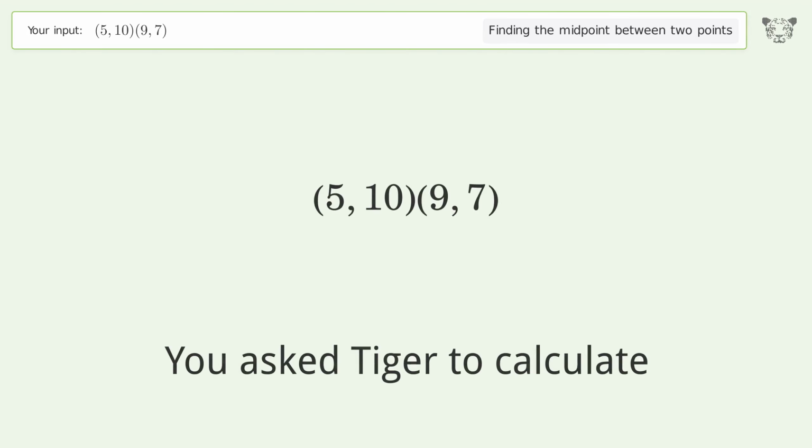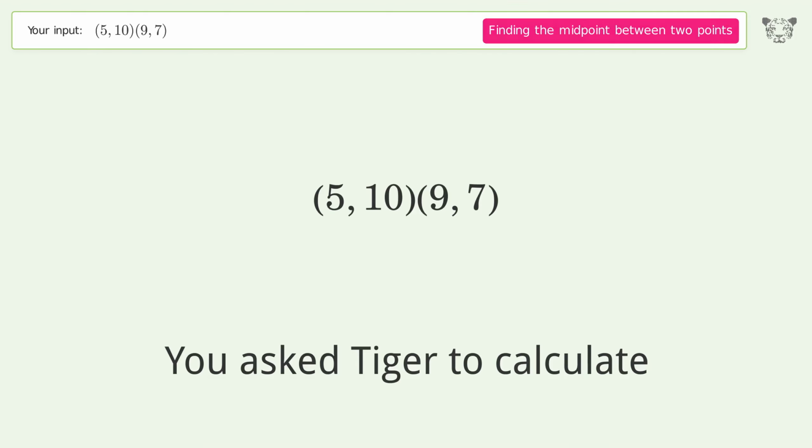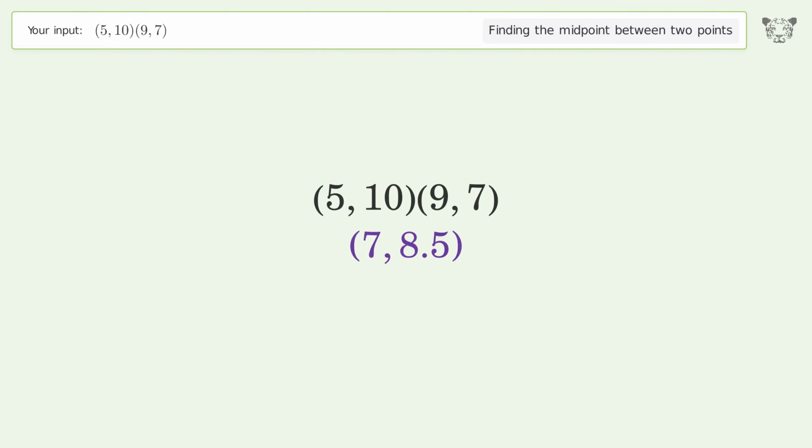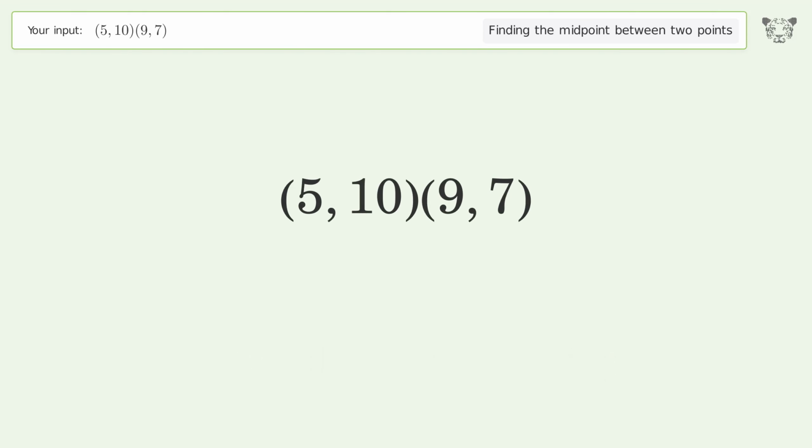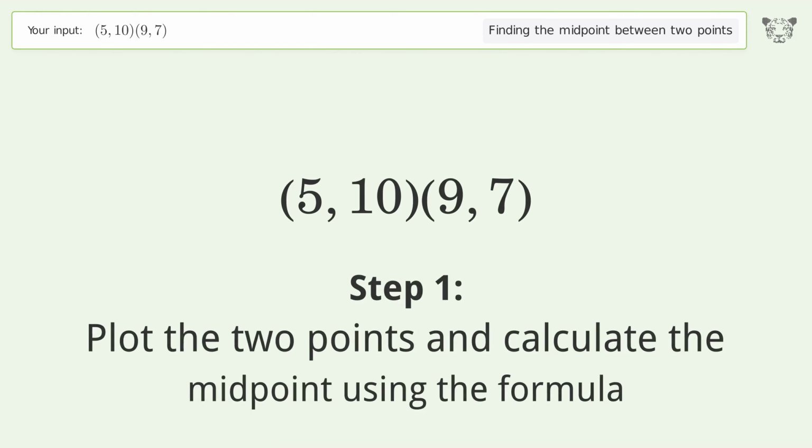You ask Tiger to calculate. This deals with finding the midpoint between 2 points. The midpoint between the 2 points is 7, 8.5. Let's solve it step by step. Plot the 2 points and calculate the midpoint using the formula.